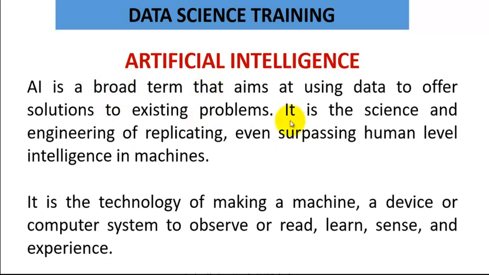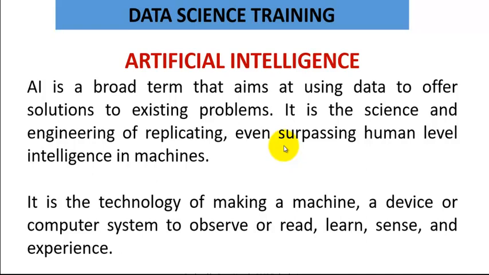It's a broad term that aims at using data to offer solutions to problems. So it is the science and engineering of replicating or even going beyond human level intelligence in machines. When you are trying to make a machine behave like a human being, or even think better than a human being, when you are trying to make a computer think better than a human being, or make devices or software perform better than a human being, you are already doing artificial intelligence.